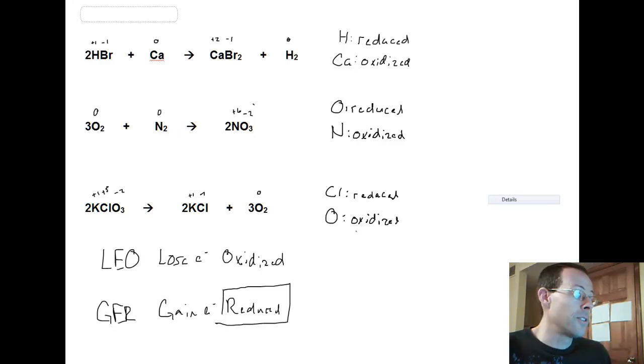So that is assigning oxidation numbers, which we've already done, and then determining which element is oxidized and which element is reduced. Know these two definitions, not just that the number gets smaller, but know that oxidation means lose electrons and reduction means gain electrons.